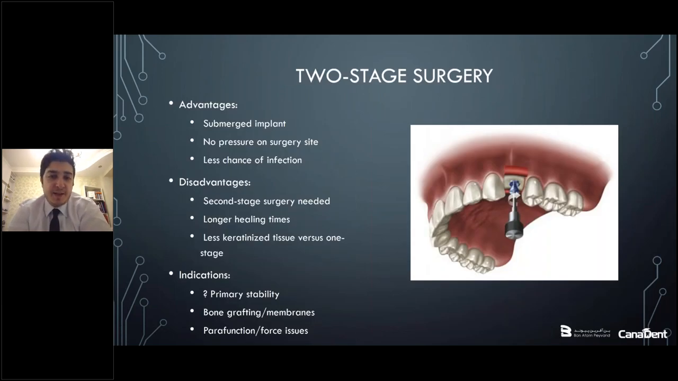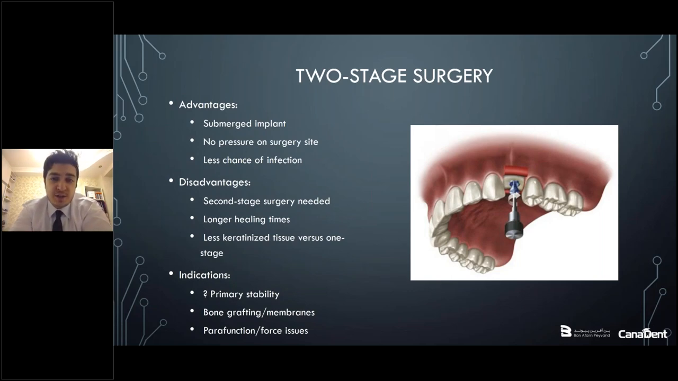After the implant has been placed, we have the option of two-stage versus one-stage surgery. In two-stage surgery, a cover screw is tightened over the implant and the gingiva is sutured over it. There are some indications for two-stage surgery. First of all, if we are not sure about our primary stability, or we use a lot of bone grafts and membranes, or the patient may have parafunction and forces which will be put upon our implant.